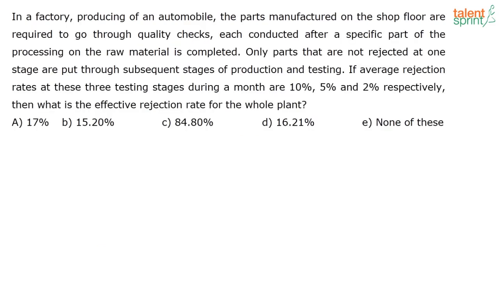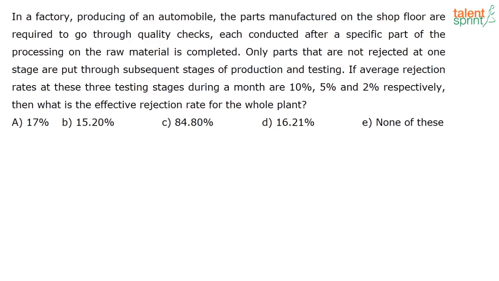In a factory producing automobiles, the parts manufactured on the shop floor are required to go through quality checks, each conducted after a specific part of the processing on the raw material is completed. Only parts that are not rejected at one stage are put through the subsequent stages of production and testing. If the average rejection rates at these three testing stages during a month are 10%, 5% and 2% respectively, then the effective rejection rate for the whole plant is what?